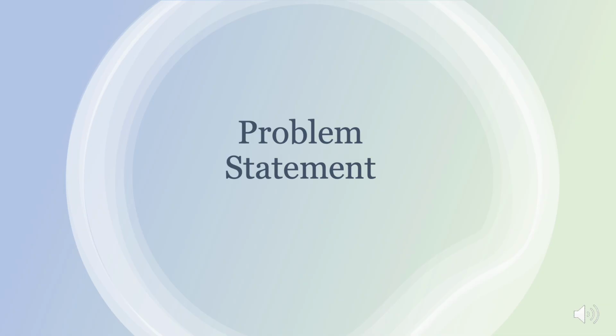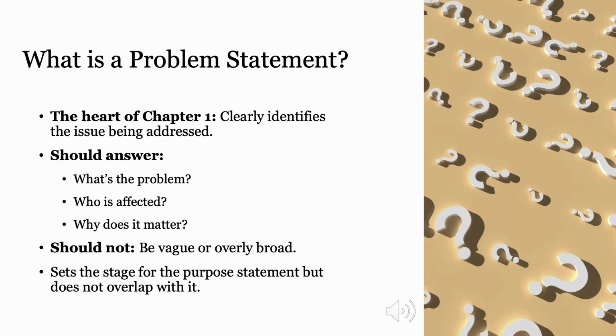Now let's look into the problem statement. The problem statement is the heart of Chapter 1. It clearly identifies the issue your study addresses and answers key questions like what is the problem that this investigation was guided by? Who is affected by this problem and how? Why does it matter to resolve this problem? A strong problem statement is specific and evidence-based, providing enough context for the reader to understand its significance without overlapping with the purpose statement.